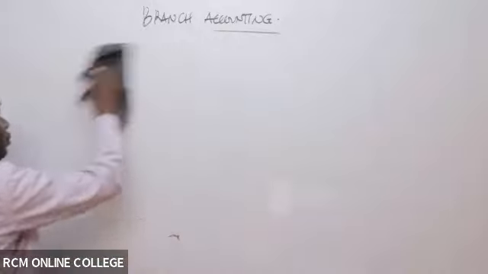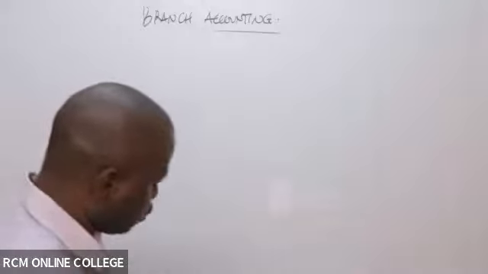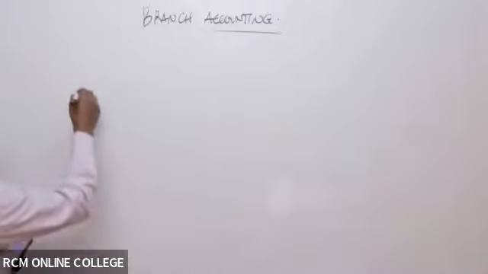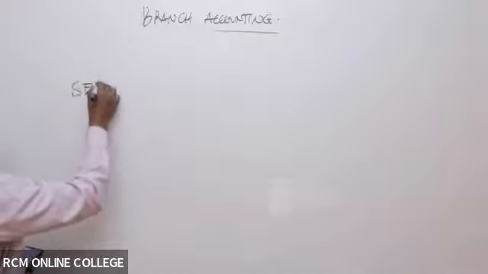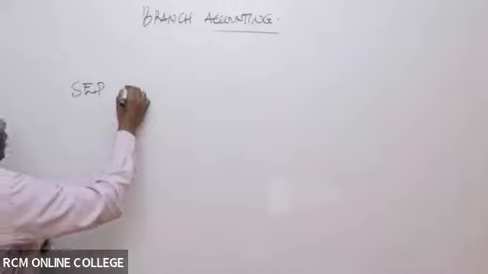So I hope you've gotten an idea of branch accounting and the journal entries. You can test your strength with this question. You can test your strength with this question, September 2015. It is September 2015.